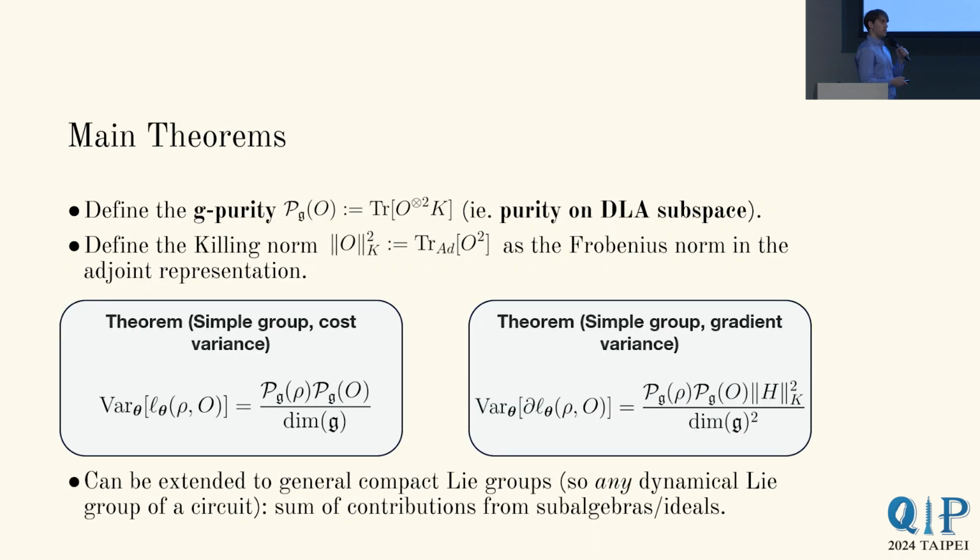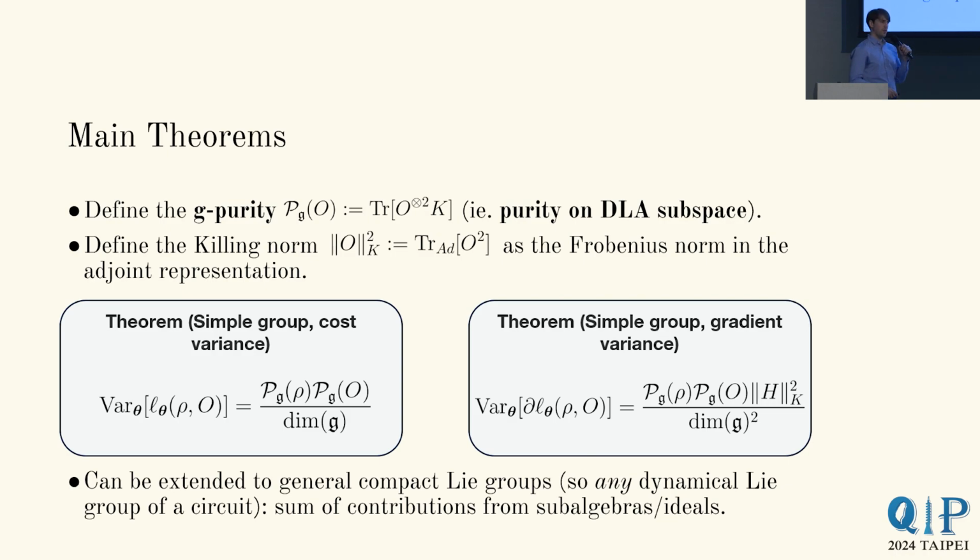To be more precise, let me state the theorems that we proved. It's two separate, very similar theorems. One is on just the variance of the cost, and this is the simpler version, let's say. And this is like the true OG Barren Plateaus, which is the variance of the gradient. They're very similar. There is only one extra term. Also, I should say these are theorems for the simple groups, but you can generalize this very easily to general compact Lie groups, which covers all possible dynamical Lie groups.